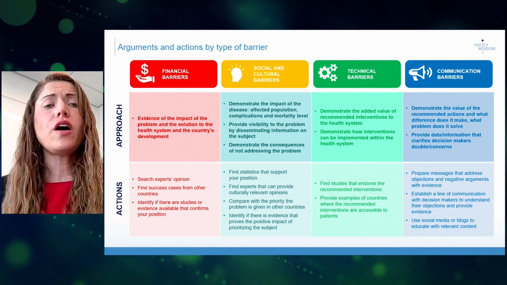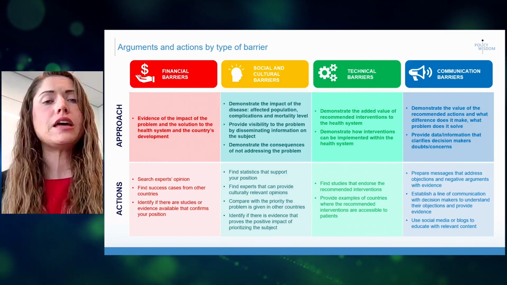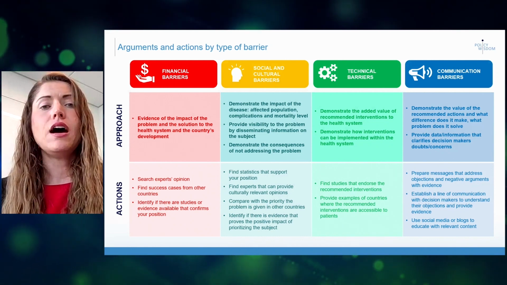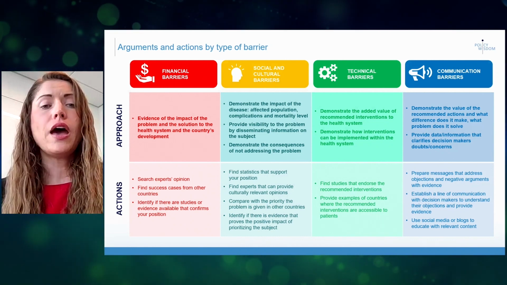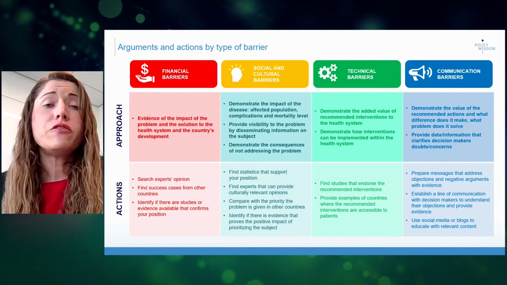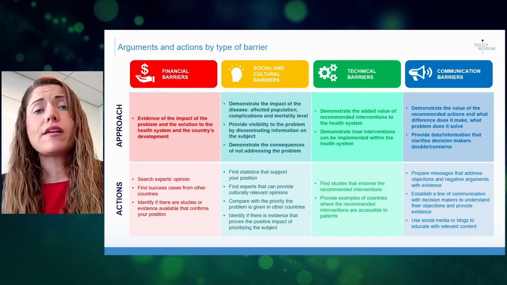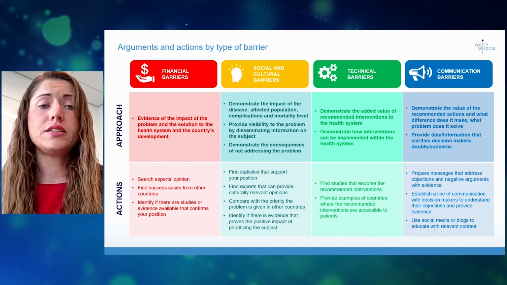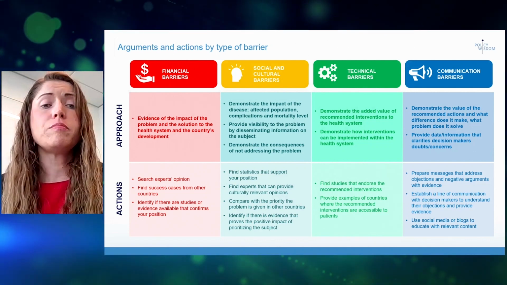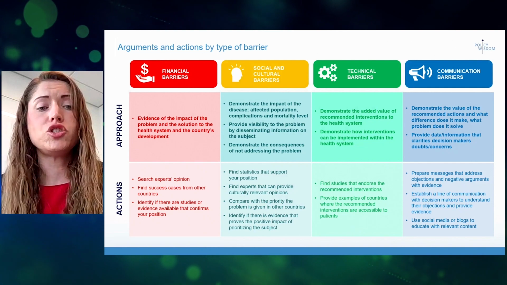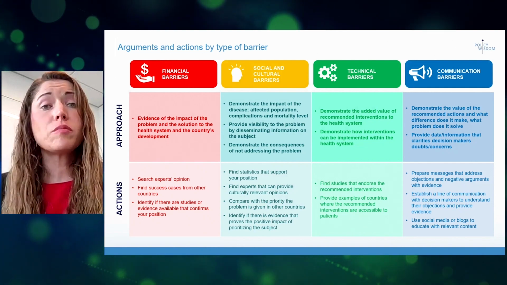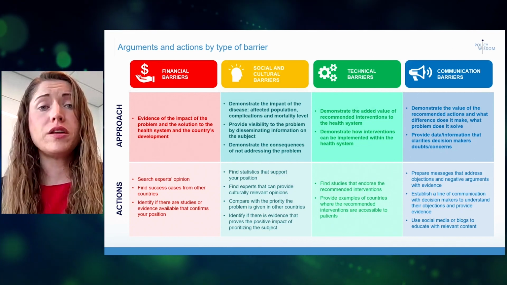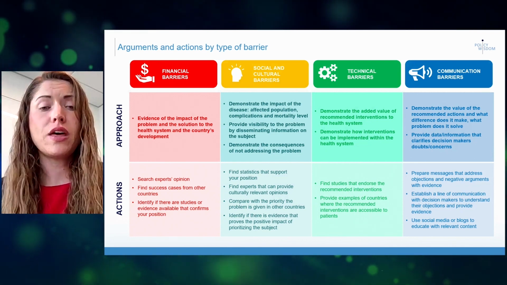And then in terms of an approach toward mitigating social and cultural barriers, again, you want to demonstrate the impact of a particular problem, how it affects the population, and how it impacts the mortality level, and how this treatment can address all of that. Provide visibility into the problem by disseminating information about the subject. And then, of course, the long-term consequences if the problem is not addressed right now, and why your treatment is the best remedy to that problem.